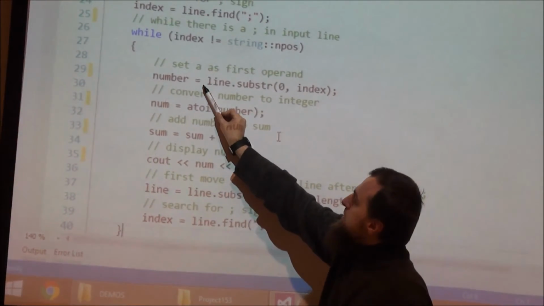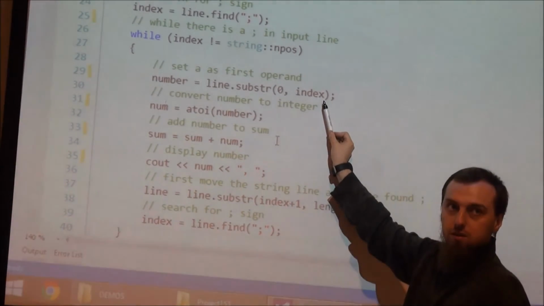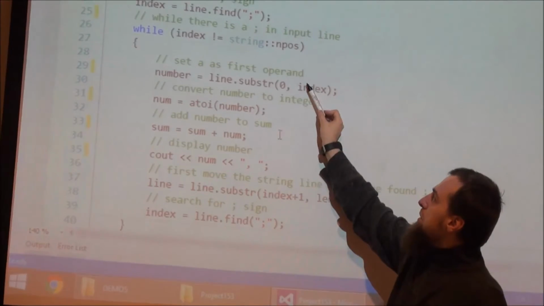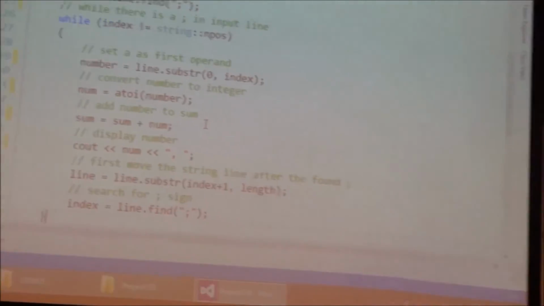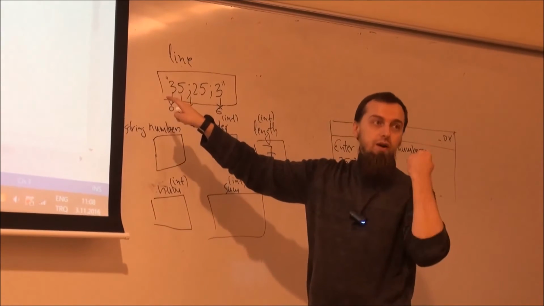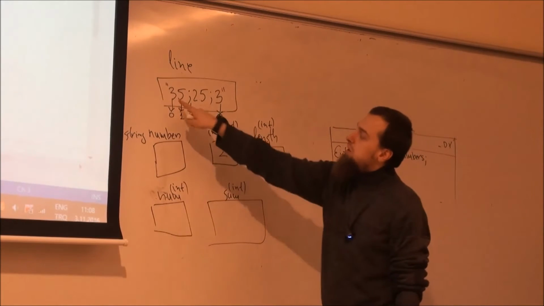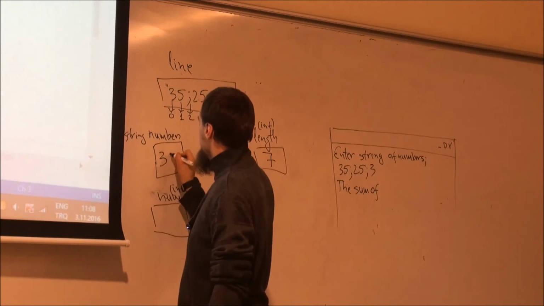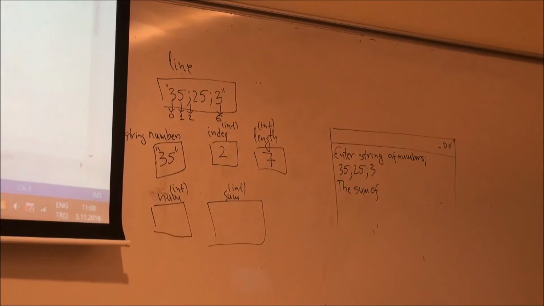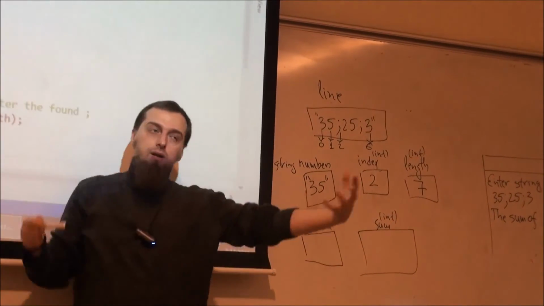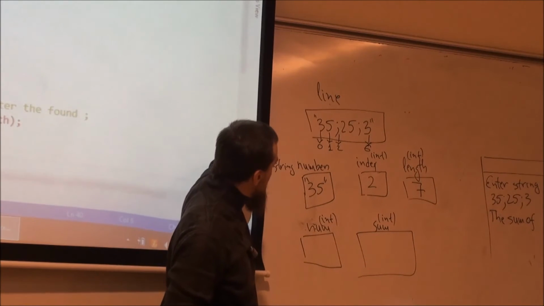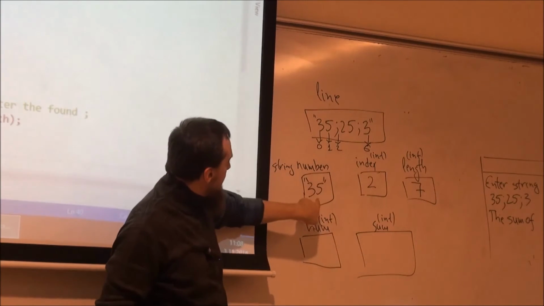And we say that number is equal to line.substr from 0 to index. We start from index 0 and we take index number of characters. So let's see what we are doing. This is line. We start from 0 and we take 2 characters, because index is 2. So meaning that this is 35, and substr is going to return a string which is 35. Now this is going to be put into number. Okay, did you understand this one? So we start from index 0, and we take index characters from that string. Our index is 2, so we are taking 2 characters starting from 0, meaning we are taking 3 and 5. It makes 2 characters. We are putting it here. We have 35.